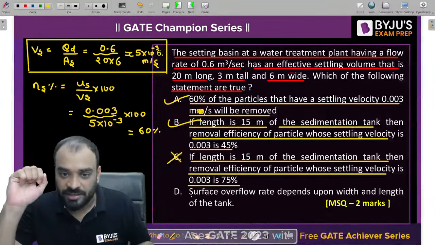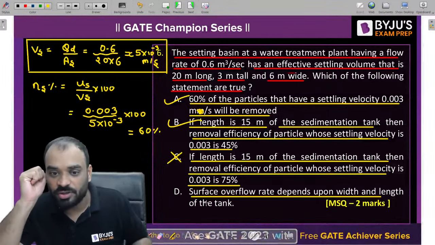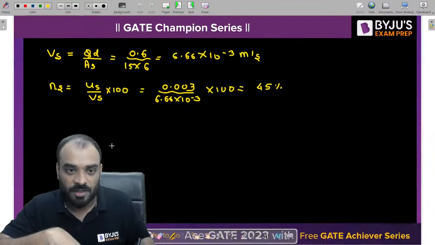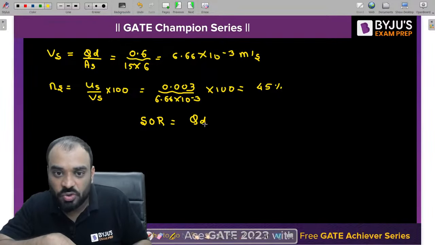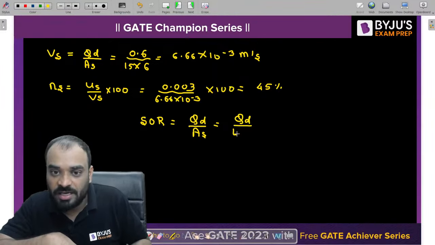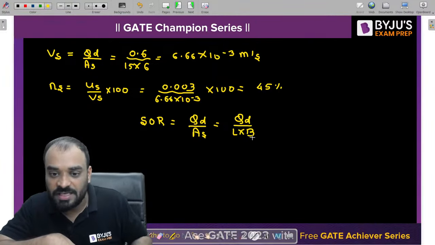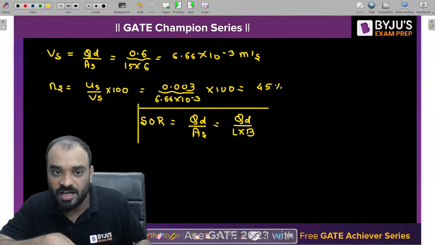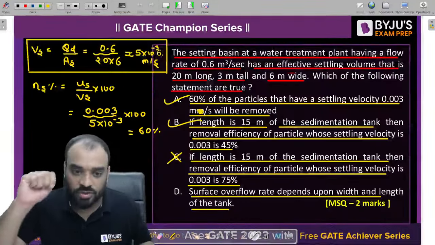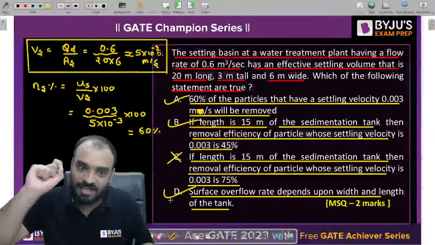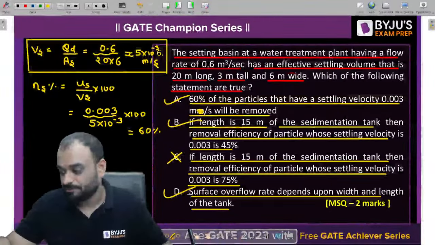Now what about D? The surface overflow rate depends upon the width and the length of the tank. You know that, guys, SOR can be written as Q_D divided by surface area, so Q_D divided by length into width. Yes, it will depend upon the surface area, and yes, it will depend upon the length and the width. So that's why D is also correct. So A, B, D are the correct answers for the problem.